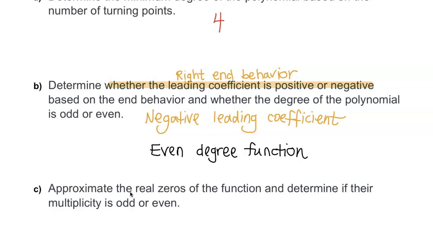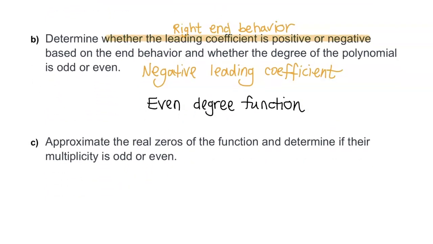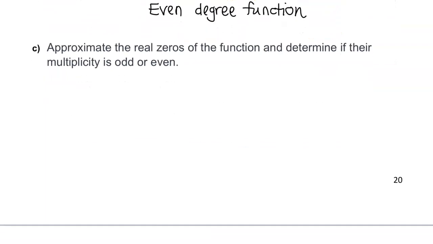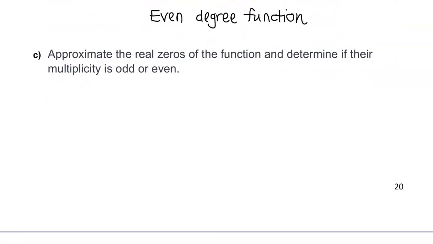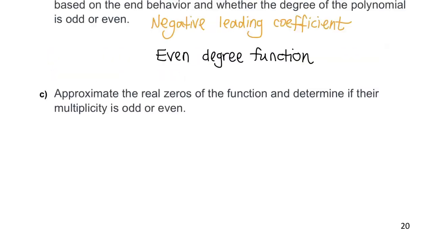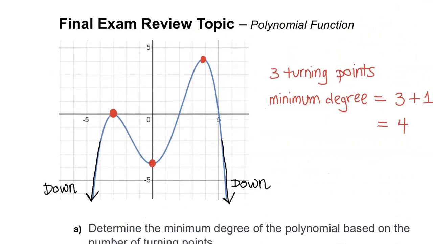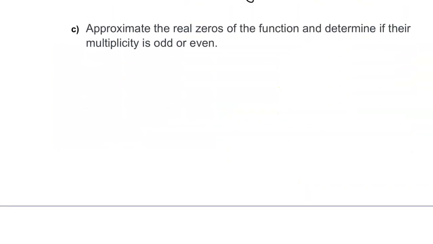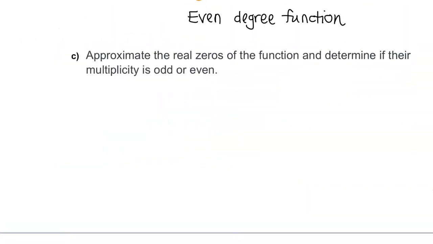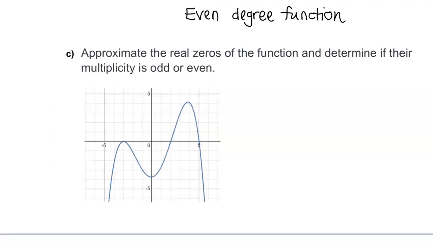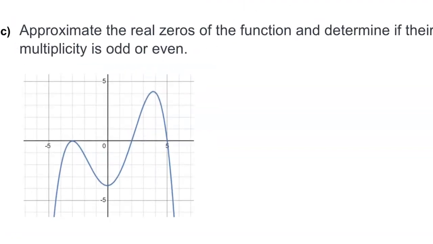Okay, let's look at part C. Approximate the real zeros of the function and determine if their multiplicity is even or odd. Okay, so I'm going to go copy this graph right next to me. I'm going to erase some of these things, okay? Because now we're not looking at the end behaviors or the maximum or minimum, but we're looking at zeros. So I will mark those right here, okay? So what they mean by real zeros are the x-intercepts.